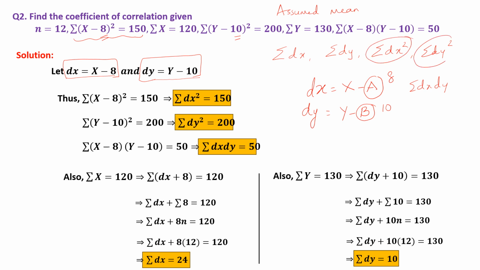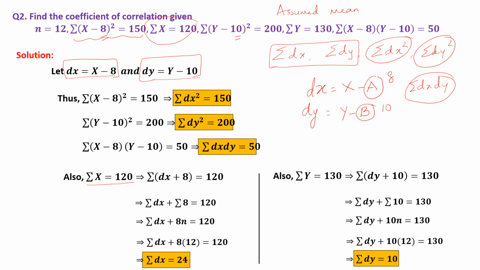We know sigma dy square, we know sigma dx dy. So all the three are known. So what is yet to be found? What is sigma dx and what is sigma dy? So what is given to us? Instead of sigma dx, what is given to us in the problem? Sigma x is 120. We make use of that. So I've started with sigma x is 120. But what is my x from my substitution?